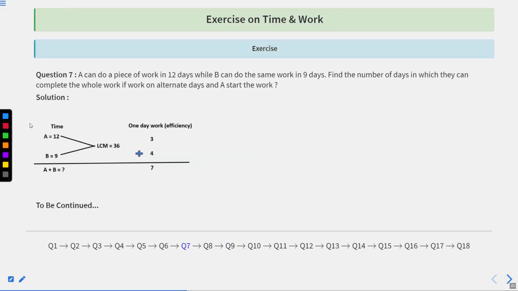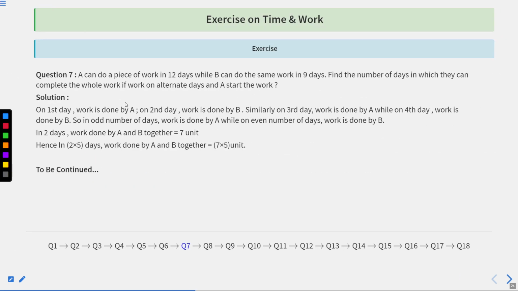So first of all, it is given that A is 12 and B is 9. So the total amount of work that has to be done is 36. And the 1 day work efficiency of A is 36 upon 12, that is 3, and of B is 36 upon 9, that is 4. So the sum of 3 and 4 is 7.